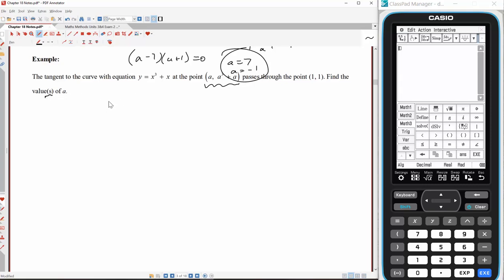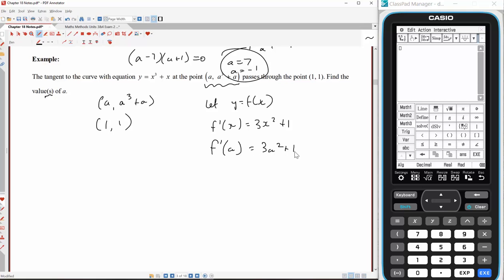Right, so first things first, what we'll do is note that one point is (a, a cubed plus a), the other point is (1, 1). Now what we'll do is get our gradient at point A, that is the point on the curve where it will allow it to go through (1, 1). So we'll let y equal f of x, noting that f dash x, the gradient function, is 3x squared plus 1. Right, f dash a is 3a squared plus 1.